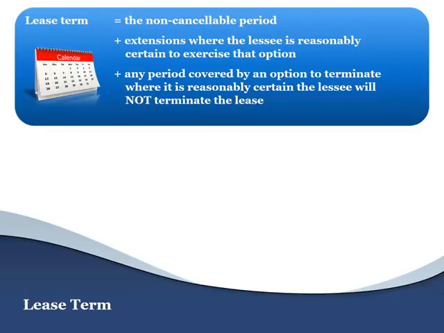Now, we started looking at this definition up front, and we said effectively the lease term is defined as the following three items. Firstly, the non-cancelable period. Secondly, any extensions that you're reasonably certain you may exercise. And thirdly, any period covered by an option to terminate it, where it's reasonably certain that you will not do that. Now, let's just look at these three things in detail.